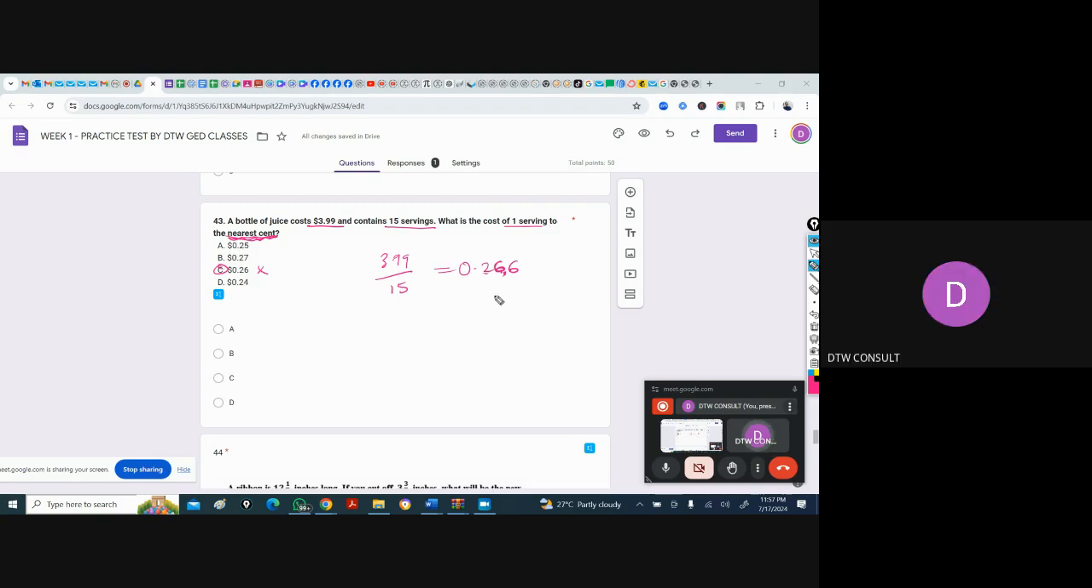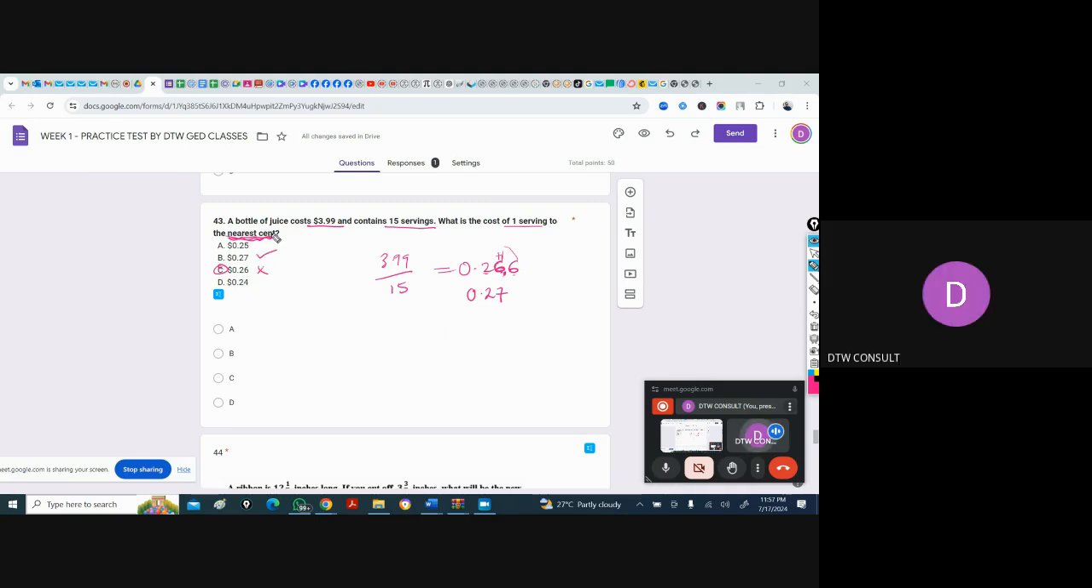Are you with me? So if your cent ends here, immediately after your cent ends, what is the next number? Is it up to 5 or greater than 5? It is greater than 5. Yes. So you can approximate a 1 here. So you can add a 1 plus a 1. So that gives you 0.27. Do you see that? So your answer is B.